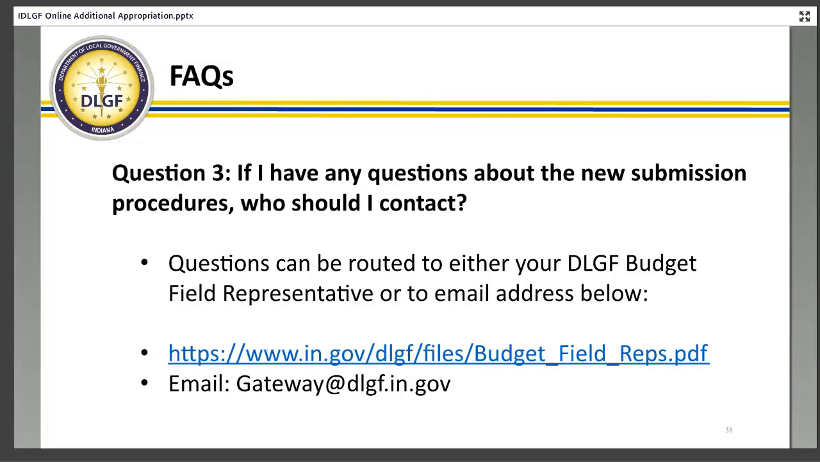The last question is, if you have any questions about the new procedures, who should you contact? There's two groups that can begin fielding questions for you about the new application. The first one is your DLGF field representative. There's a link below that will take you to the map to show you, based on county, which field rep that you should contact. The other email address is the one listed below, the gateway at dlgf.in.gov.